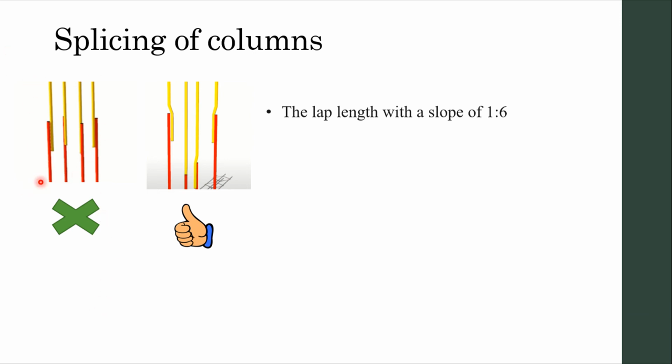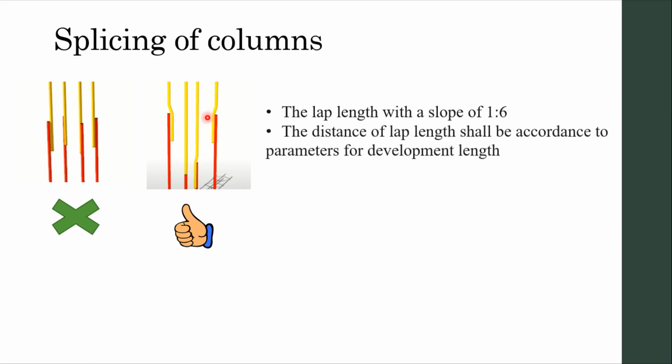So, kapag ganyan ang ginawa mo, mahina yan, tama? Or nagbabago, every time na mag-splice ka, lumiliit yung size ng column mo, which is wrong. Kailangan magkaroon siya ng slope na 1:6, like this one. Then, the distance of lap length shall be in accordance to the parameters for the development length. So yung distance nito is according to the development length.